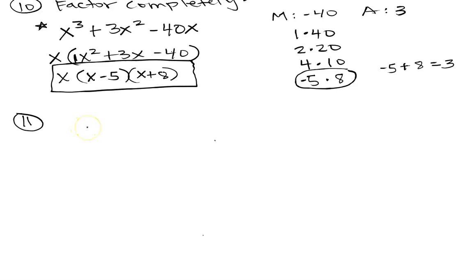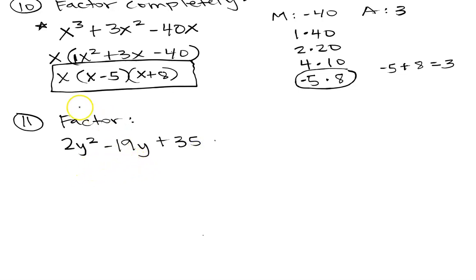Let's do some where our leading coefficient is not 1. So if I have 2y squared minus 19y plus 35.